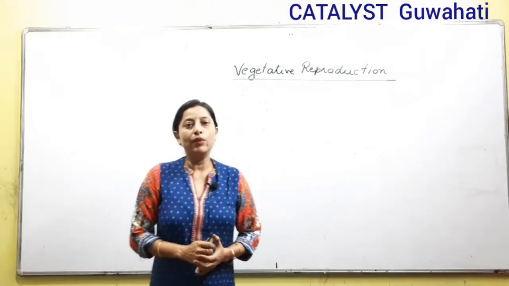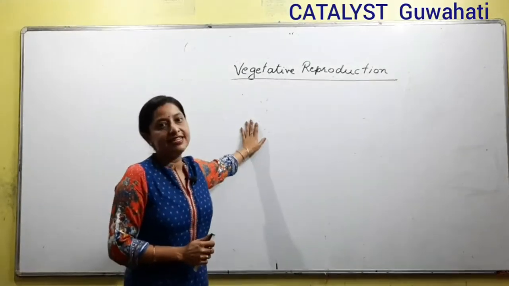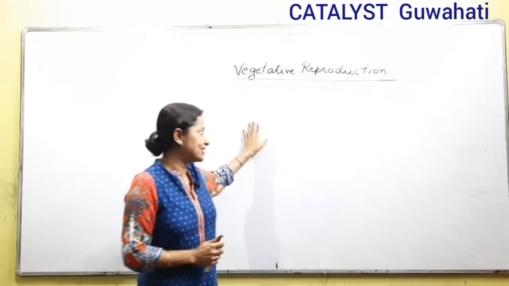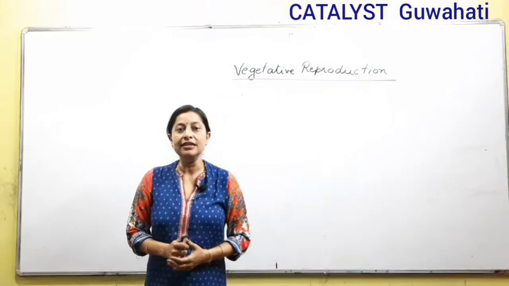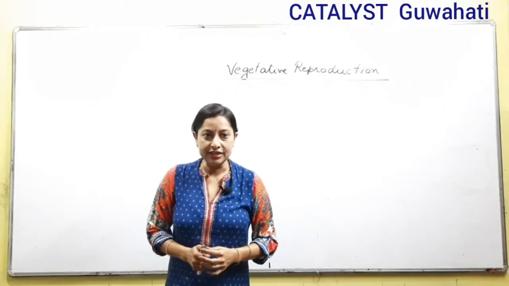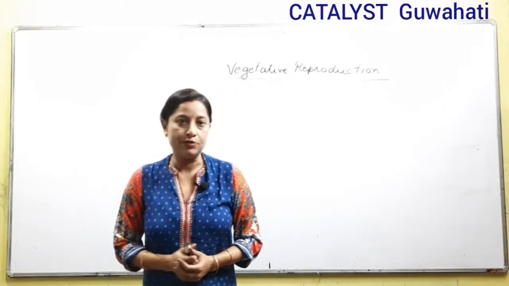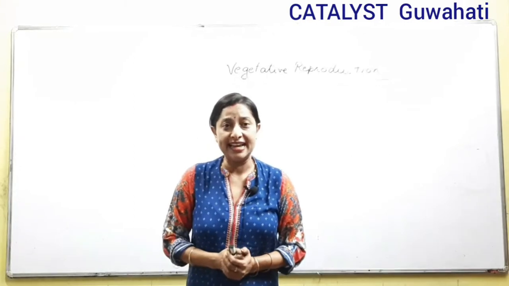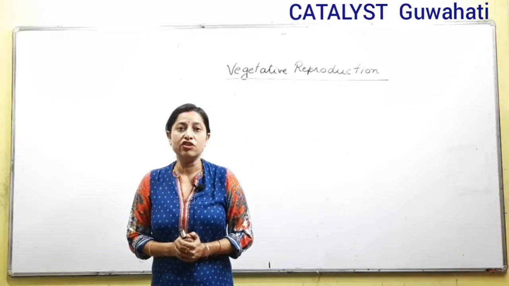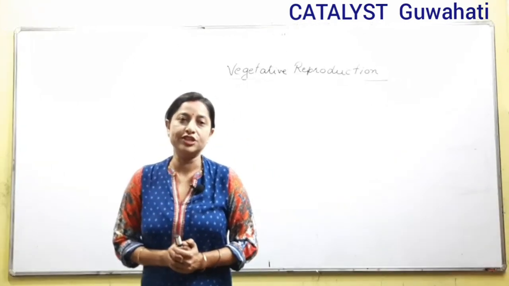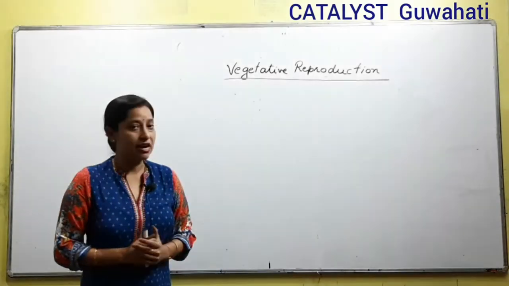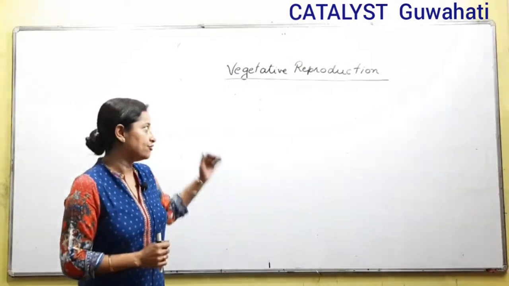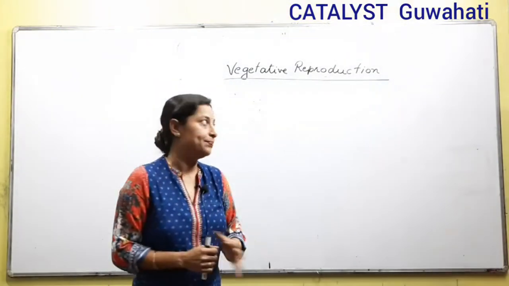Hello students, we are going to start the topic vegetative reproduction. In the last class we started, so we are going to continue with this. Vegetative reproduction is a type of reproduction. It is put under asexual reproduction because of certain reasons, like they do not show meiosis and there is no formation of gametes. We have discussed it in the last class. So since it's a part of asexual reproduction, we have to talk about its detail in this chapter.